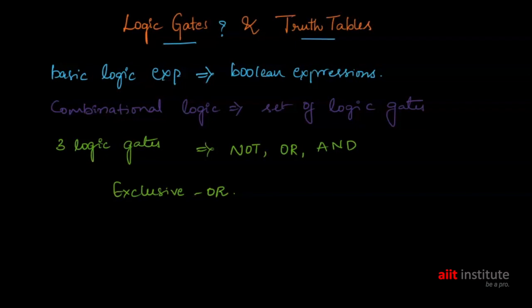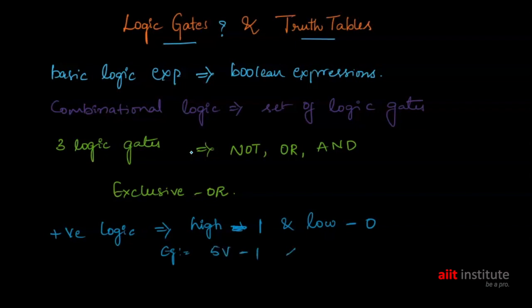Now let us understand what positive logic is. A positive logic is where high is denoted by 1 and low is denoted by 0. For example, 5 volts is denoted by 1 and 0 volts is denoted by 0.